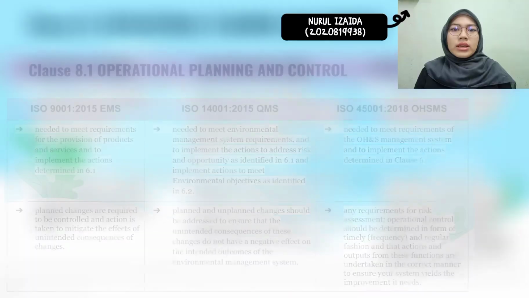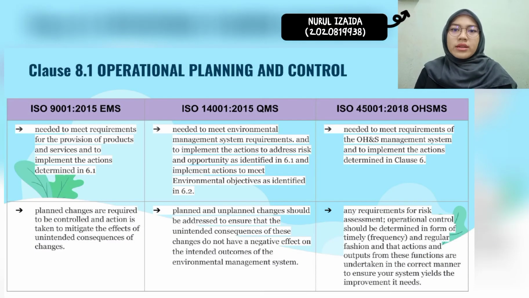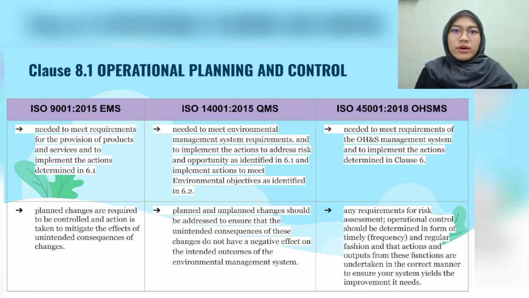In clause 8.1, which is the operational planning and control, as for ISO 9001, the organization need to meet requirements for the provision of products and services and to implement the actions as determined in 6.1, whereas for ISO 14001, it need to meet environmental management system requirements and implement the actions to address risk and opportunity as identified in 6.1. Differ with ISO 45001, the organization need to meet requirements of the OHS management system and to implement the actions determined in clause 6.